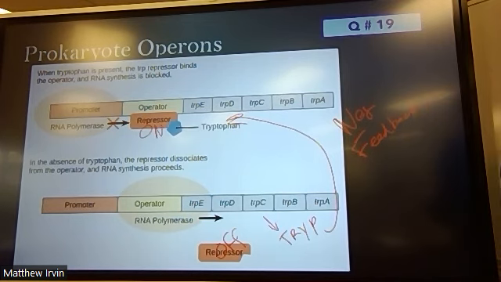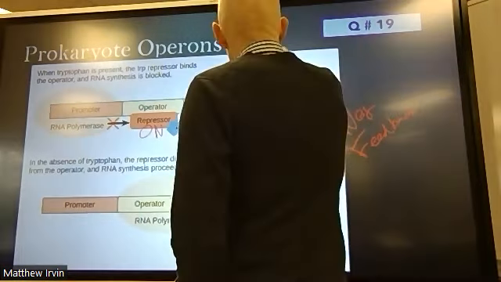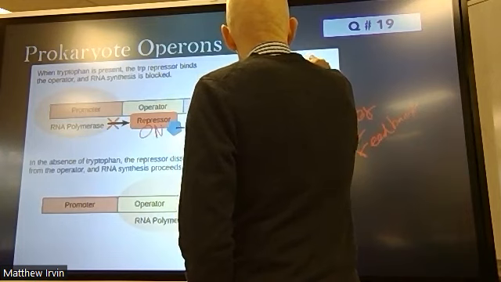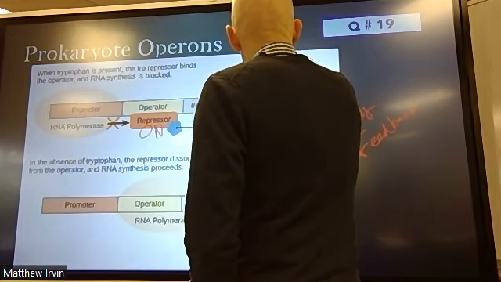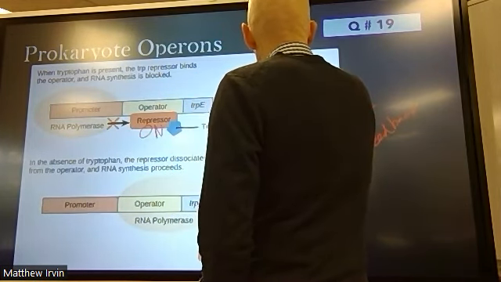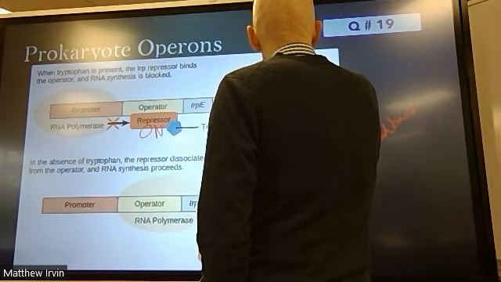So the two most common operons that show up on the test: the trp operon, repressible, and then the lac operon is inducible. So how can we remember that? Trp operon, R for repressible.